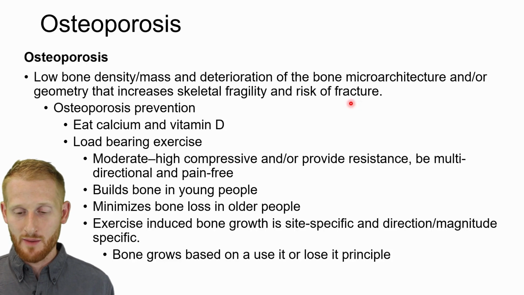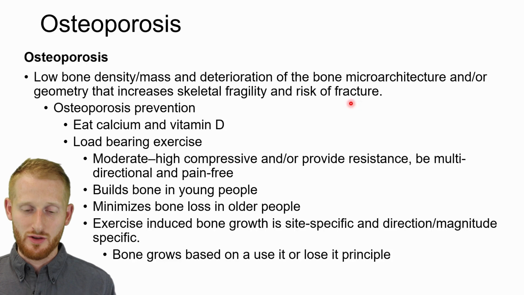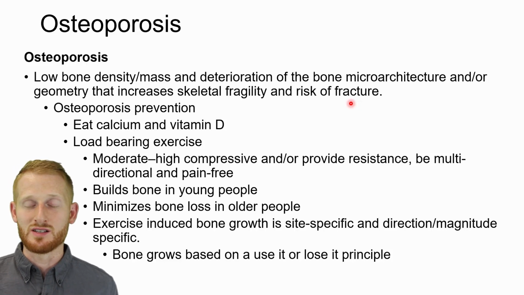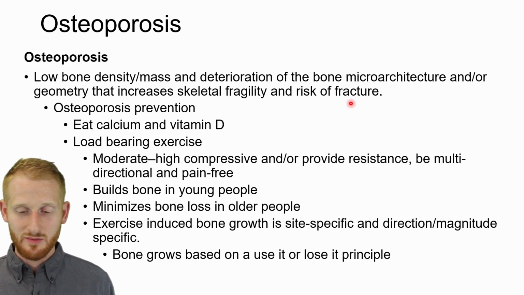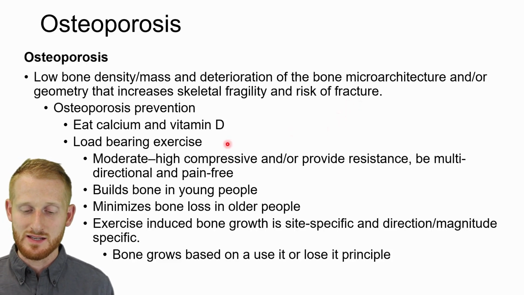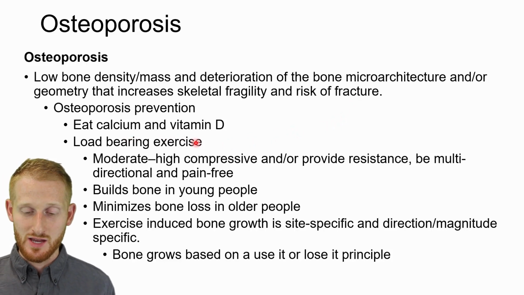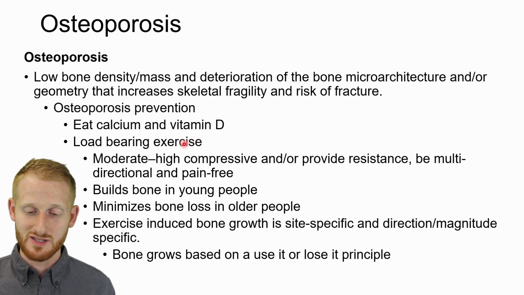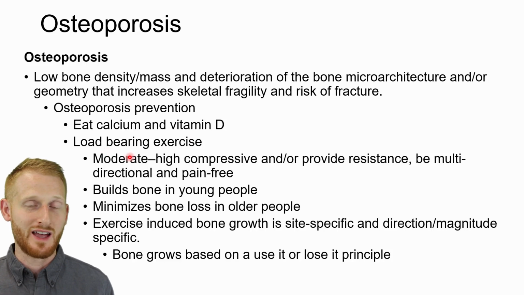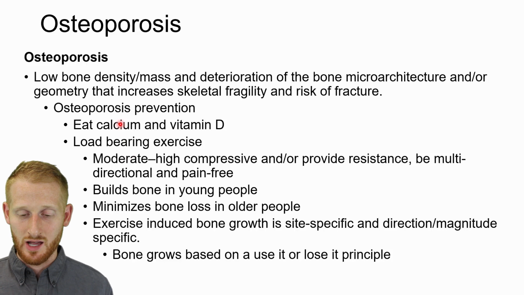The same thing happens with our bones. If you take away enough of the bone microarchitecture, you're going to make the person much more likely to get a fracture or a bone break of some sort. Some of the things to keep in mind here is that eating enough calcium and vitamin D, or being exposed to the sun enough to develop your vitamin D in your skin, is going to help decrease the risk of developing osteoporosis. Also, doing load-bearing exercise is going to decrease the risk of developing osteoporosis. And really, it's a combination of these two.